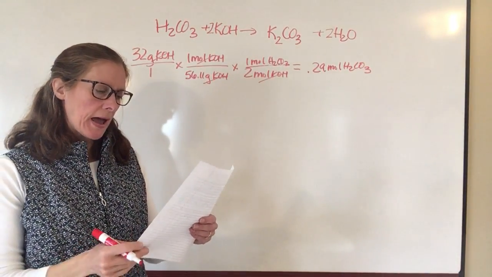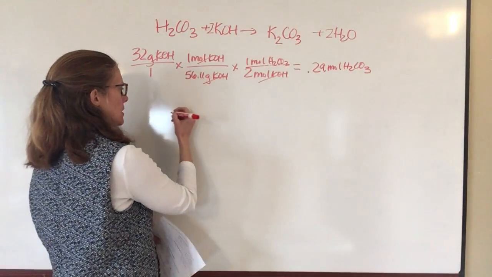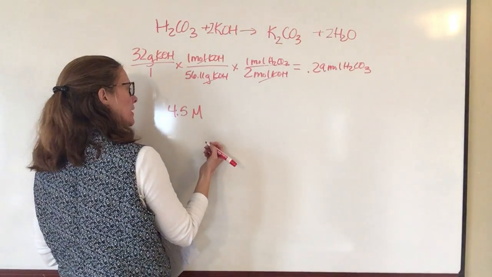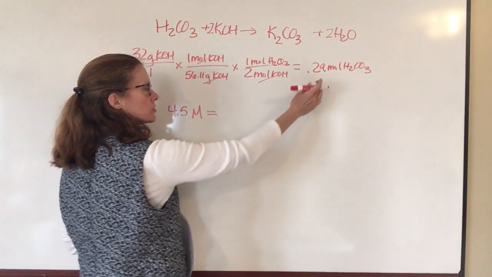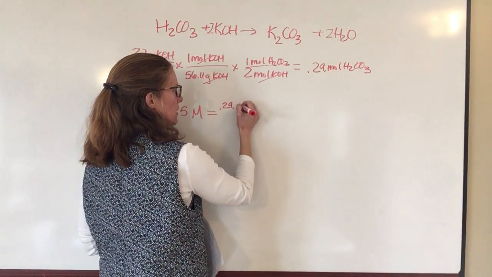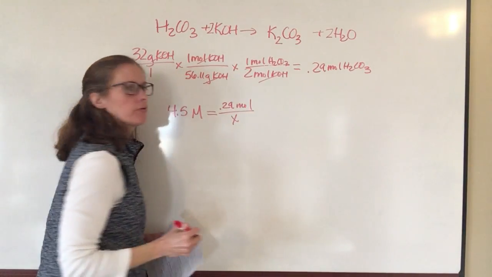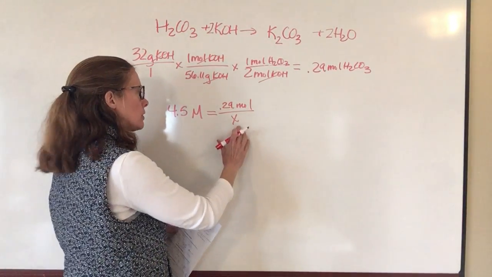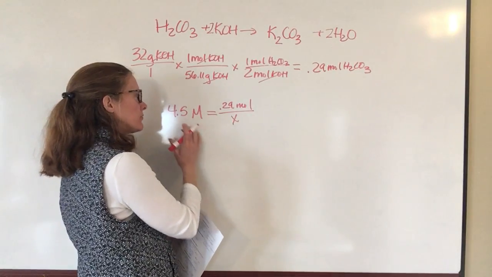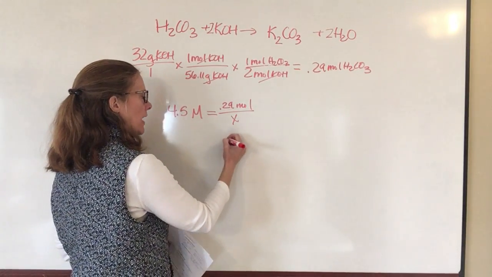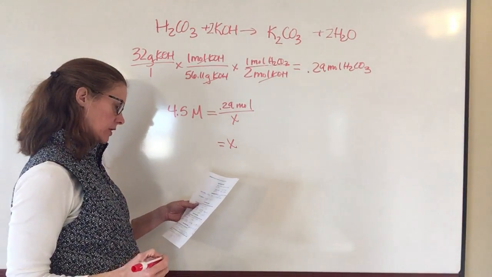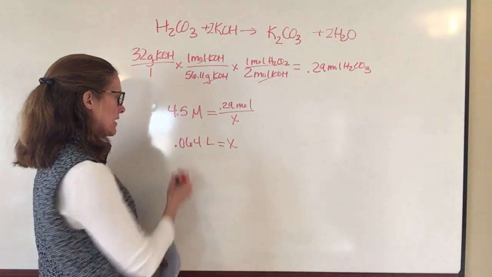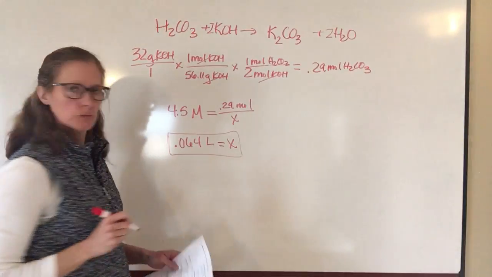And the problem tells me that I have 4.5 molar H2CO3. If you'll remember, the number of moles divided by the number of liters gives me molarity. So molarity equals the number of moles, 0.29 moles, over whatever volume I'm going to need. When I solve this, and again, we've done problems like this before, you multiply both sides by x, and then divide both sides by 4.5, and that gives me a final answer of 0.064 liters of H2CO3.